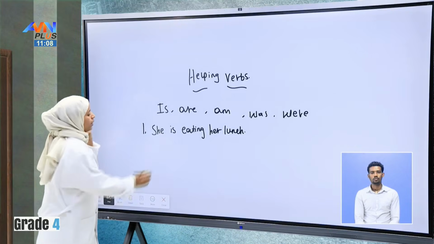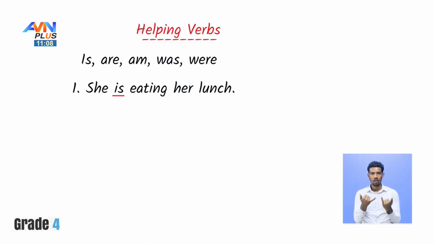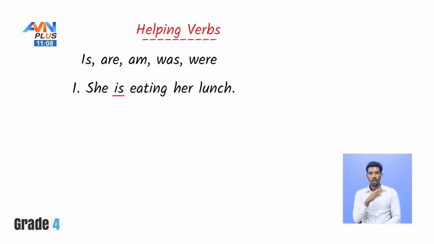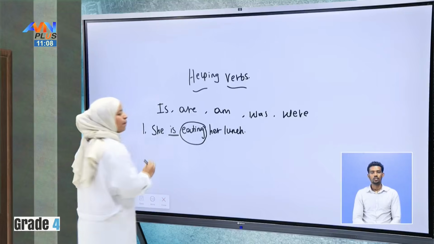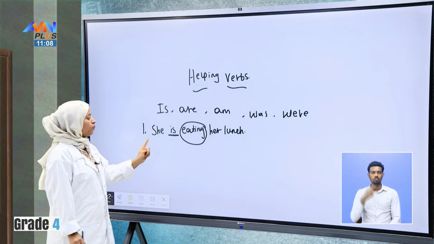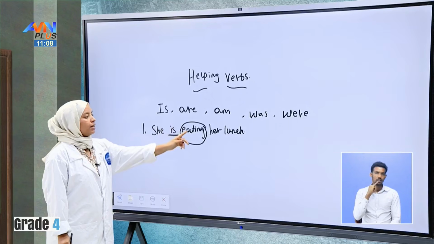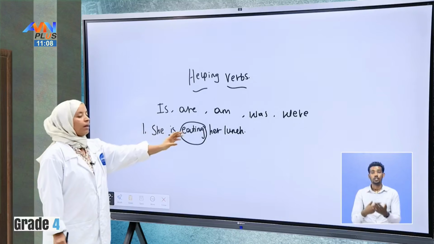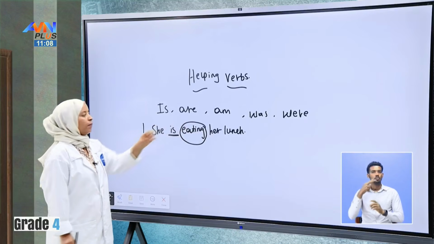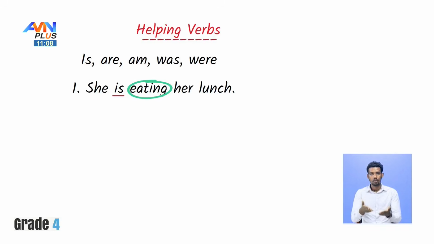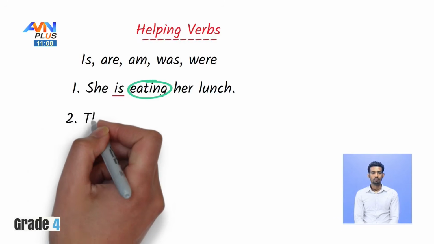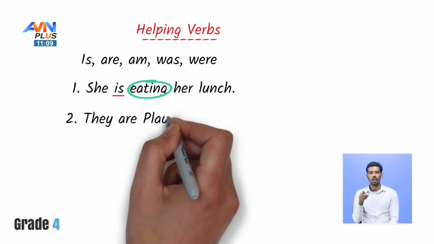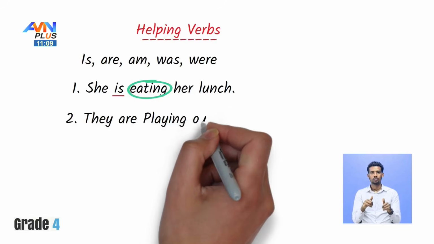Look at here. Here is, let me underline the helping verb. Look here, is. And also let me circle the main verb. Let us read together. She is eating her lunch. That gives a meaning to the main verb or action verb. Let me give you more. They are playing outside.